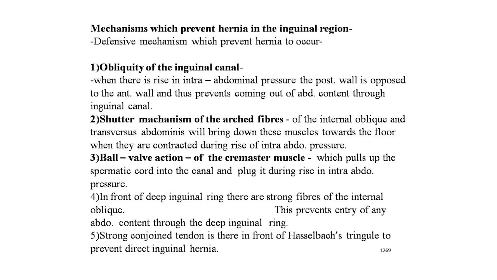The fourth mechanism is that in front of the deep inguinal ring, there are strong fibers of the internal oblique. This prevents entry of any abdominal contents through the deep inguinal ring. A strong conjoined tendon is there in front of the Hesselbach triangle to prevent direct inguinal hernia.